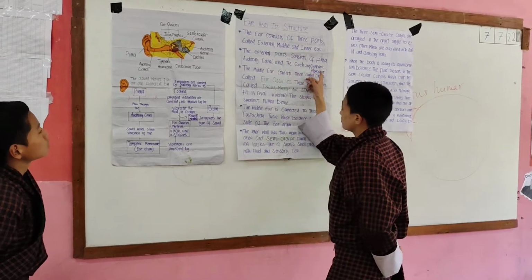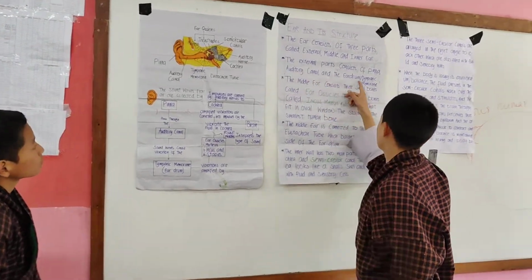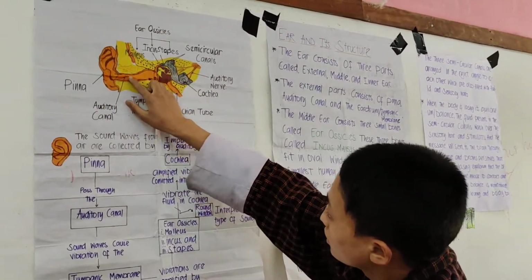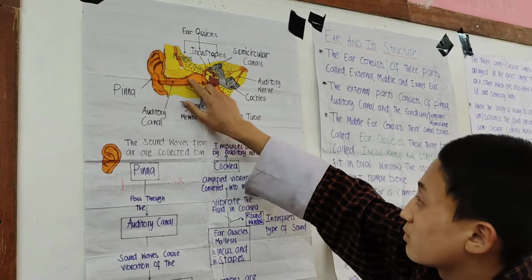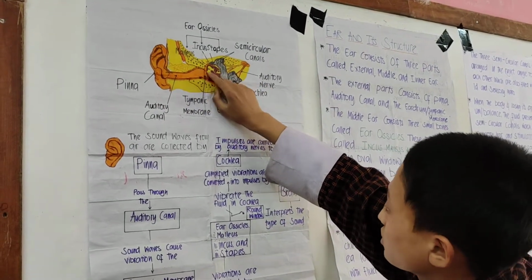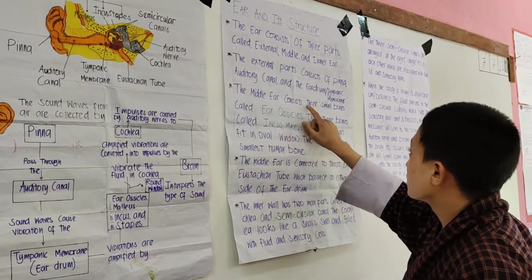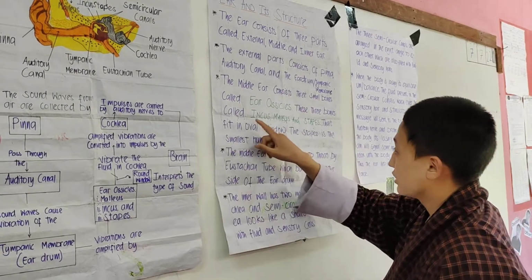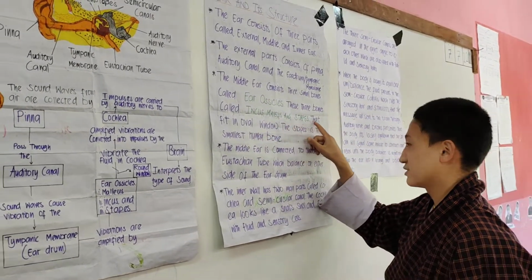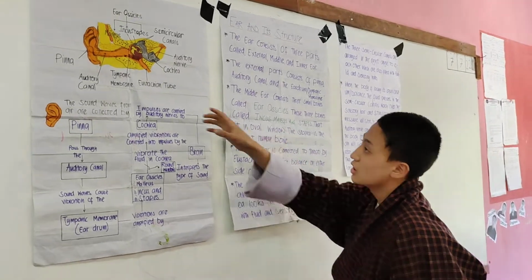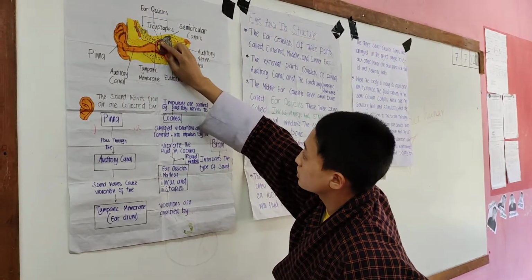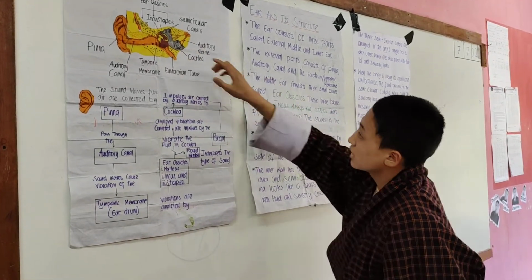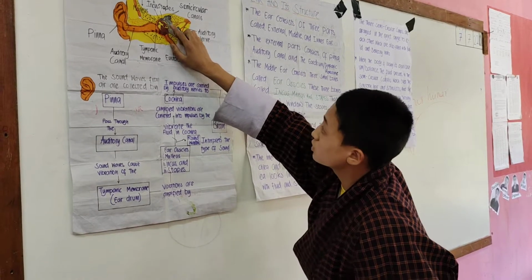The external part consists of the pinna, or auditory canal, and the eardrum, also known as the tympanic membrane. This is the pinna, and this is the auditory canal. It looks like a pipe, and this is the tympanic membrane, also known as the eardrum. The middle ear consists of three small bones called ear ossicles. These three bones are called incus, malleus, and stapes that fit in the oval window. And this is the stapes, this is the incus and malleus, and it fits in the oval window. And the stapes bone is the smallest human bone.